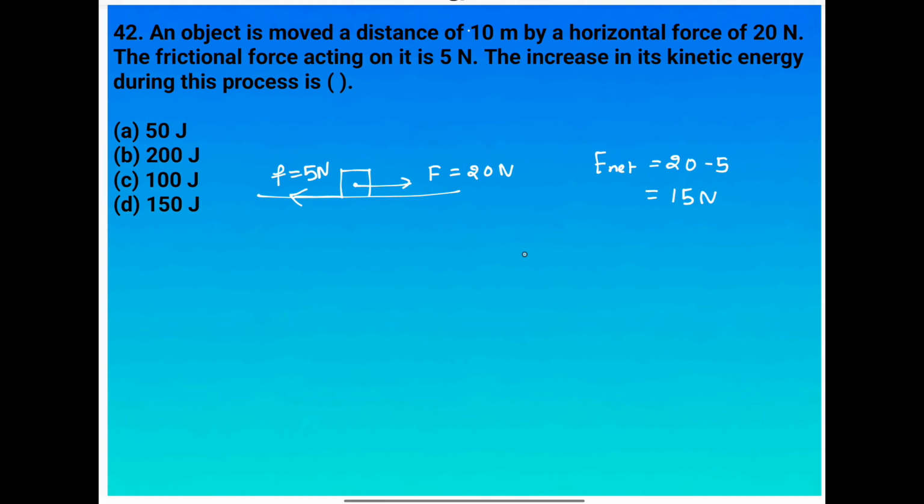And we know that the change in kinetic energy is equal to work done. This is according to the work energy theorem. So work done is equal to force into displacement, and here force is 15 and displacement is 10 meter. So when we solve this, it will become 150 joule. So option D is correct.